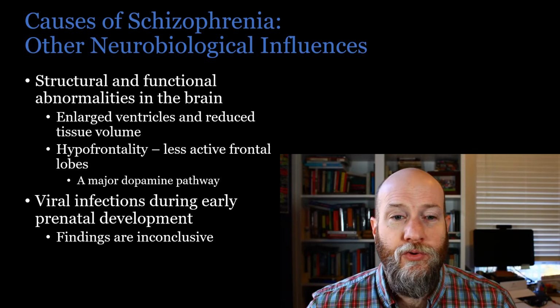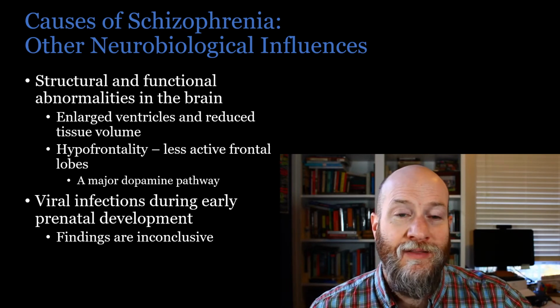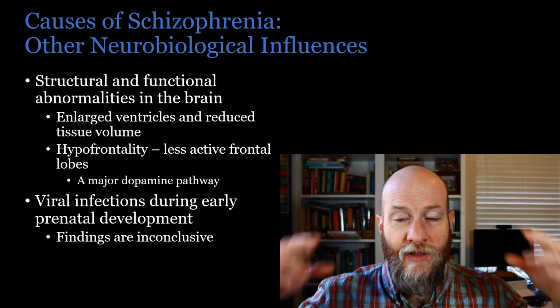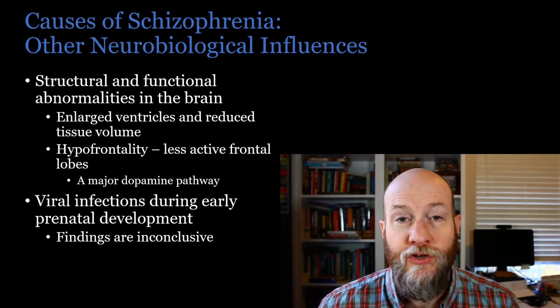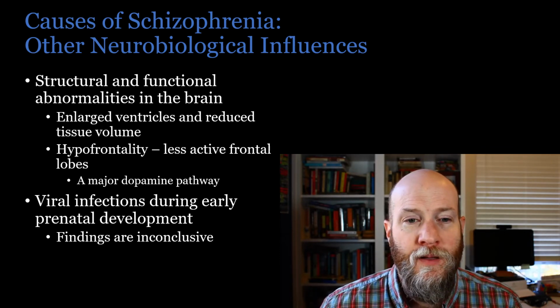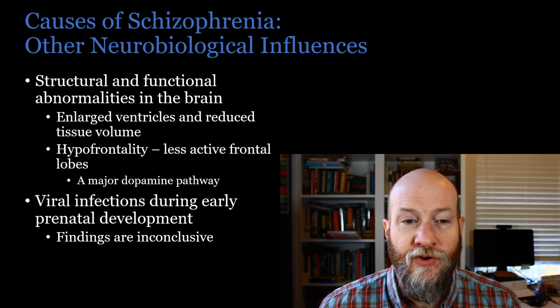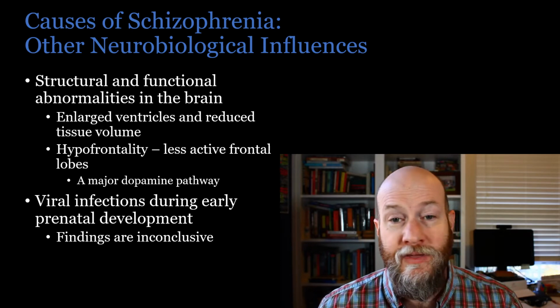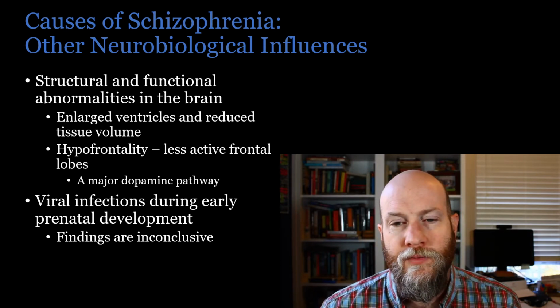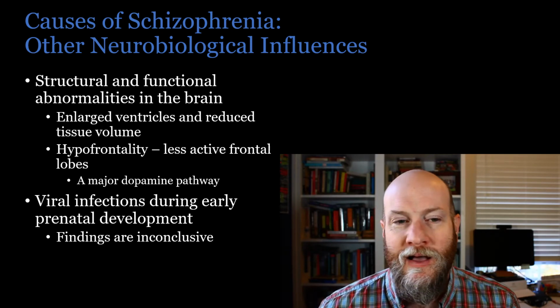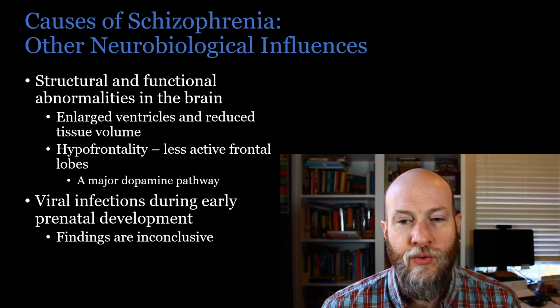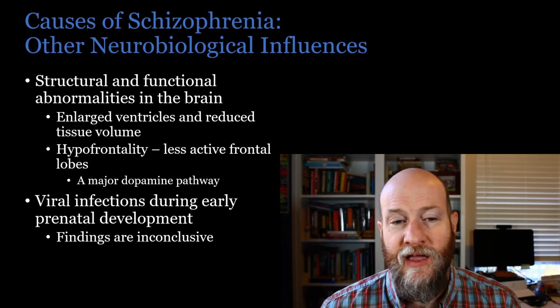There are some structural and functional abnormalities observed in the brains of individuals who have schizophrenia. Enlarged ventricles, these areas between the hemispheres of the brain, and reduced tissue volume, less density in the brain tissue. Less active frontal lobes, what's called hypofrontality. This is a major dopamine pathway in the frontal lobe of the brain. It's also part of our inhibitory and higher thinking, abstract reasoning, the more civilizing aspects of the brain, if you will. And we know there's a lot of dopamine involved in that part of the brain, and people with schizophrenia show less activity under PET scan, SPECT scan, things like that.